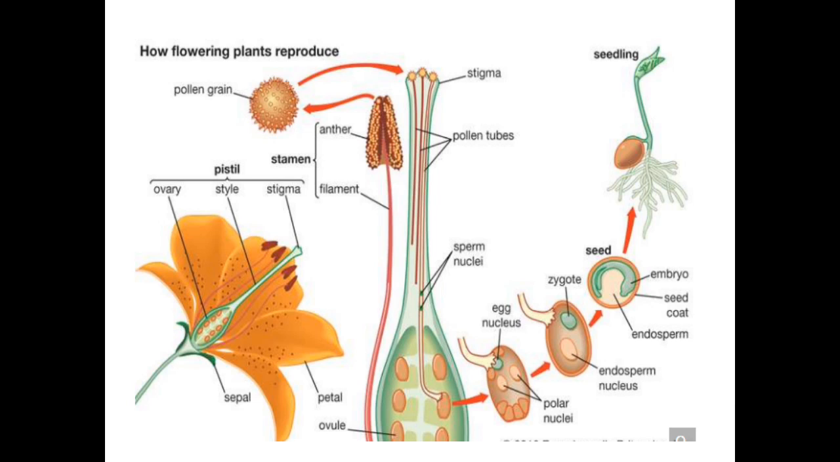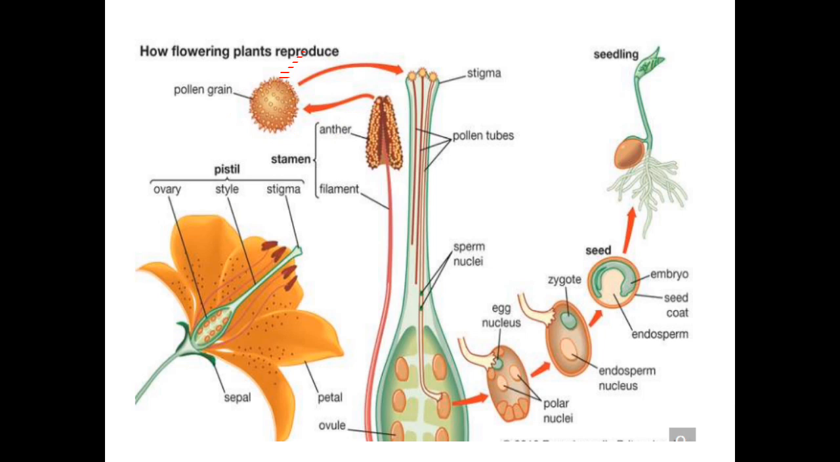The first part is the female part, known as the carpel, and the male part is the stamen. In the carpel, the swollen part here is the ovary, the long structure is the style, and the head here is the stigma, which is sticky. In the male part, the stamen, the head is known as the anther, and the long tube-like structure is the filament. Now the anther is the part which contains the pollen grains.